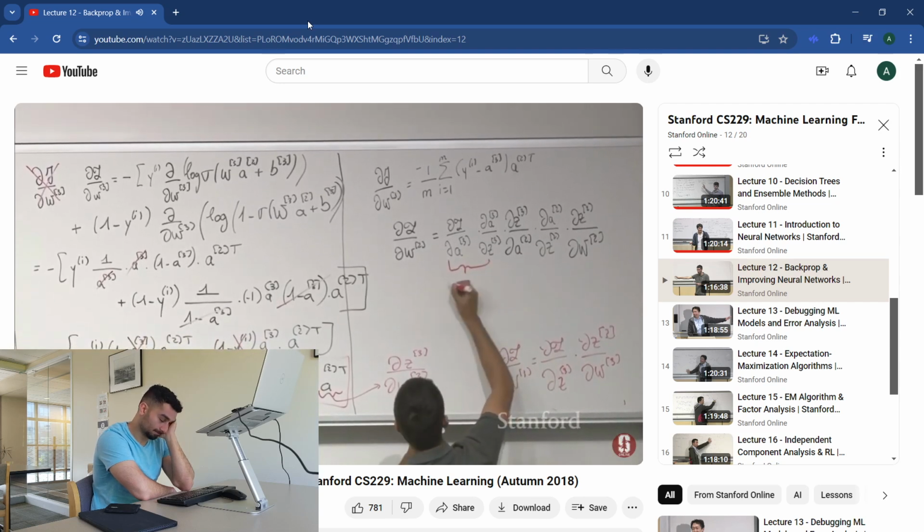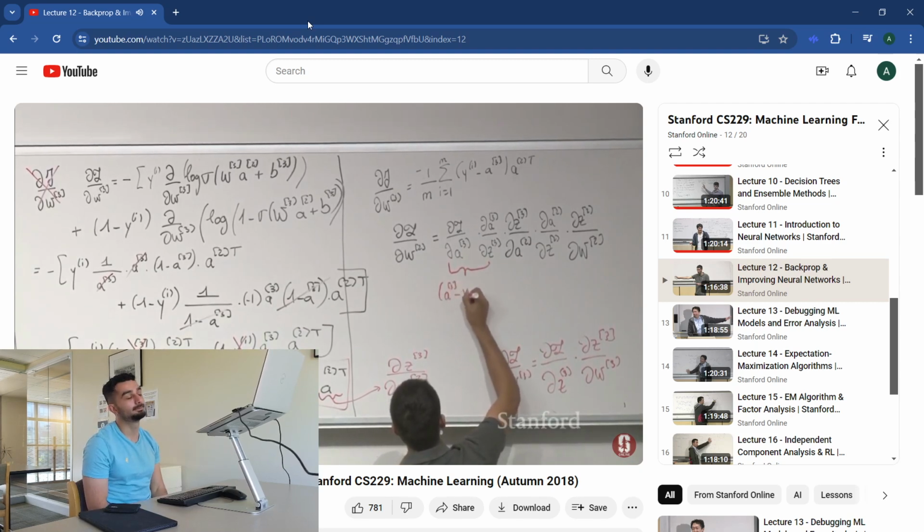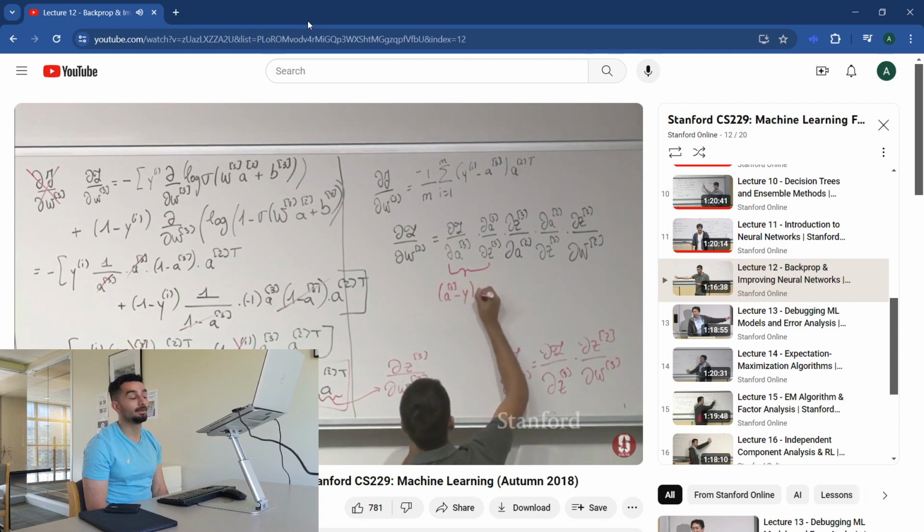I know that this thing is basically A2 minus Y times A2 transpose. I just flipped it.